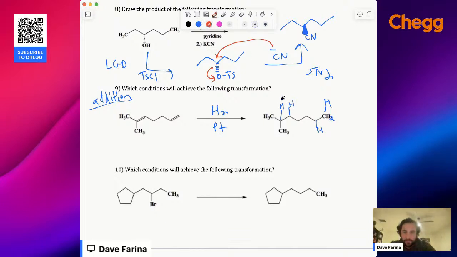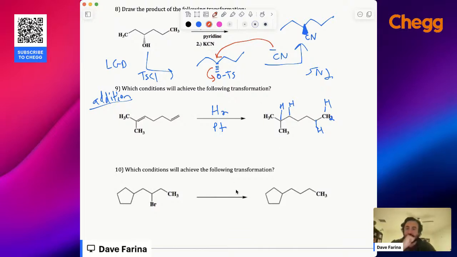So these came from these, right? The molecular hydrogen added, and now we have more hydrogens on there, right? That's all that is. So that is hydrogenation.